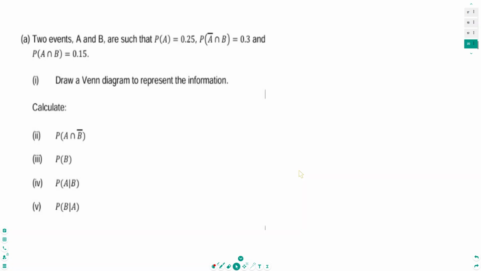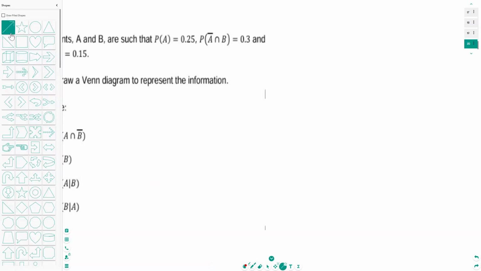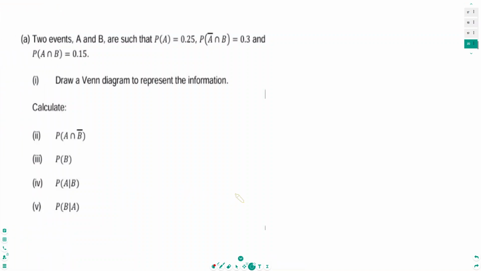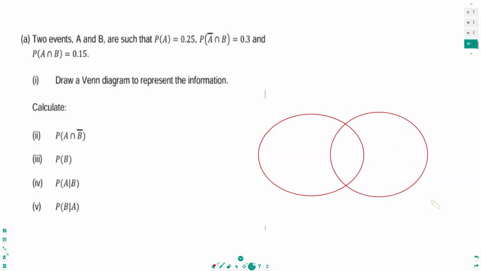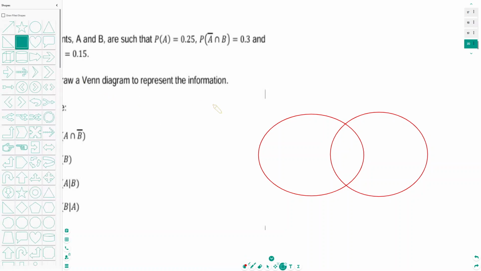Here in this exercise, we have been asked to draw a Venn diagram to represent the above probabilities. Since I have two events, I need to draw two circles with an intersection. The first circle represents the event A and the second circle represents the event B. I also need to draw a rectangle which represents the universal set.